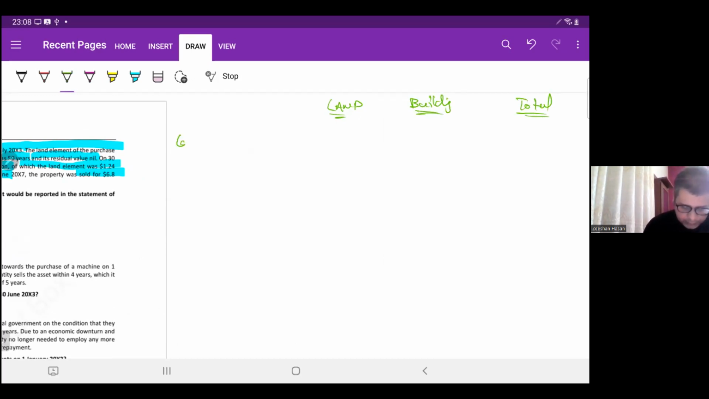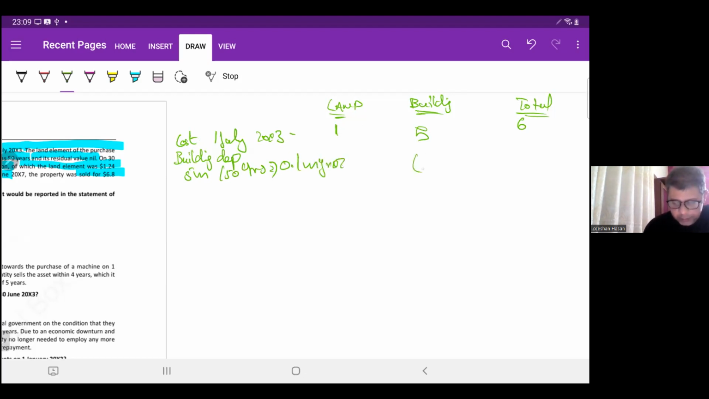Cost on 1st July 2003: land 1 million, building 5 million, and total 6 million. Okay, so building depreciation: 5 million divided by 50 years is 0.1 million per year, into 2, so that is 0.2. We will deduct 0.2 from here as well.